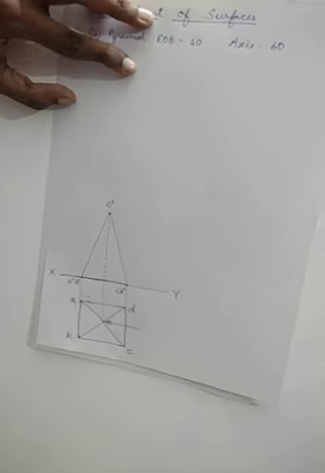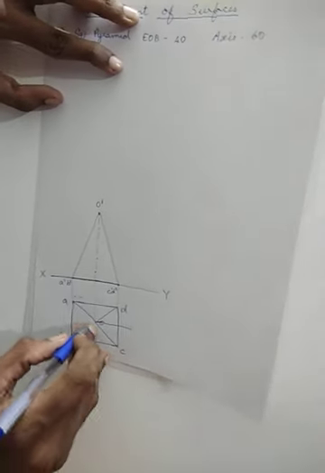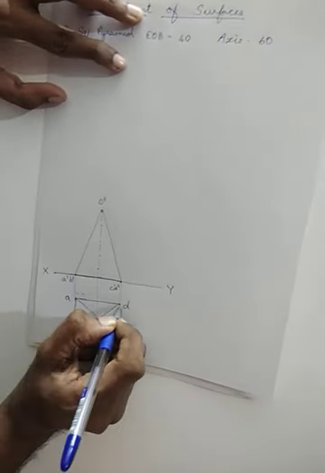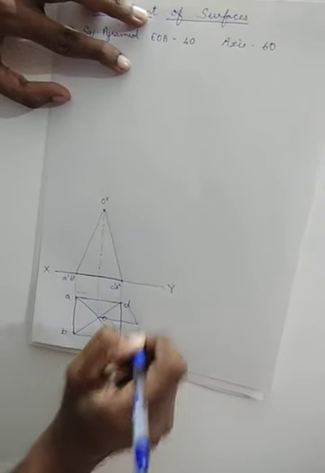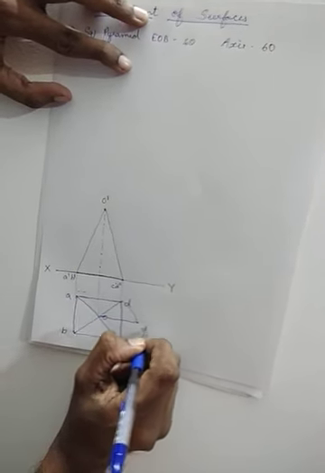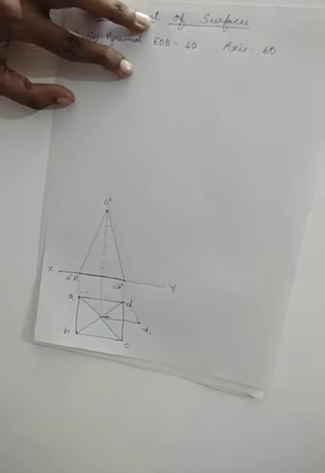For that, first I will be drawing a horizontal line from O. Then I will be using a compass. I will be taking O as center and OD radius. I will be drawing an arc till this horizontal line. Okay, I am getting a point here. You can name it as D1. I am naming this point as D1.